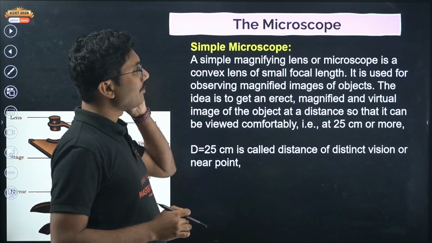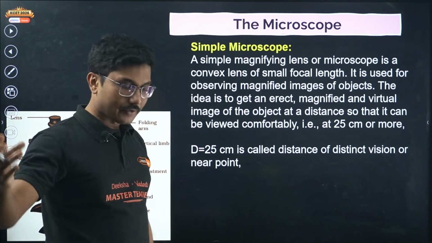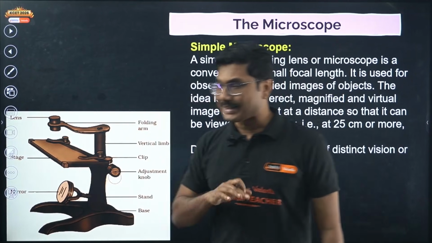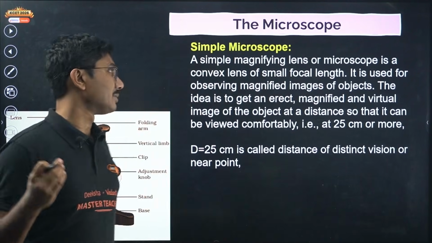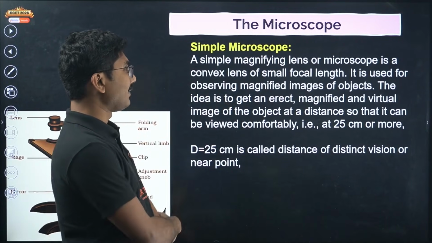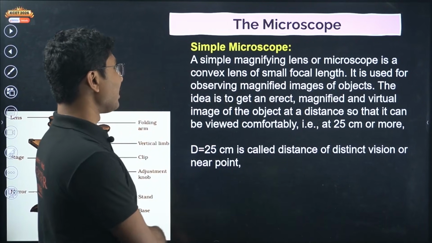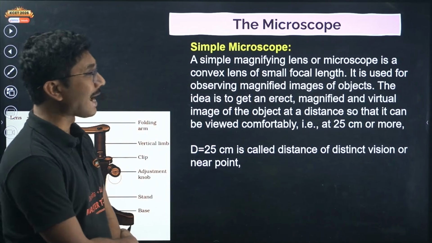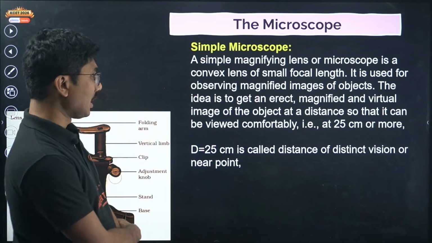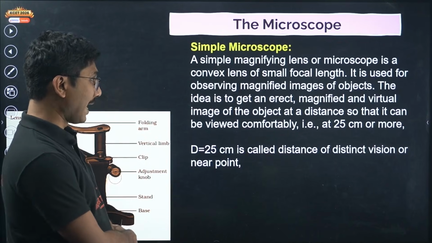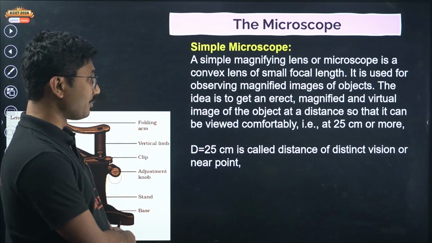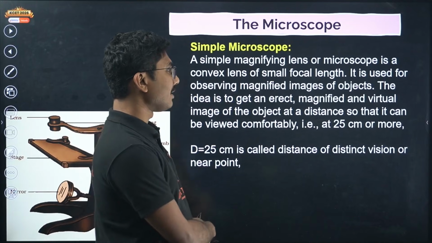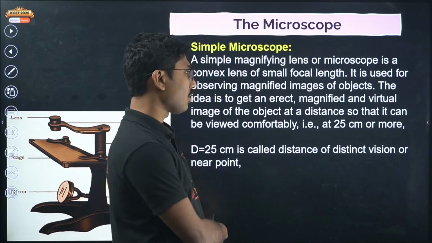The first type of microscope is a simple microscope. A simple microscope is nothing but a simple convex lens. A simple magnifying lens or microscope is a convex lens of small focal length. It is used for observing magnified images of objects. The idea is to get an erect, magnified and virtual image of the object at a distance so that it can be viewed comfortably, that is at a distance of 25 centimeters or more.